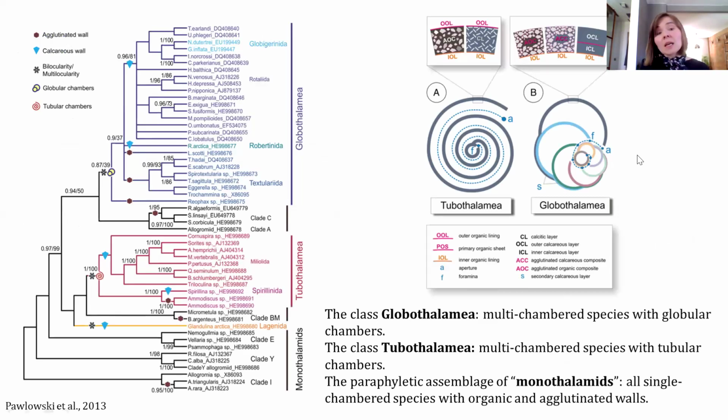and this resulted in the proposal of dividing foraminifera into three huge groups. First is the class Globothalamea, which refers to multi-chamber species with globular chambers. Tubothalamea, which is also multi-chambered, but has tubular chambers. And also the assemblage of monothalamids, all these single-chamber taxa with both agglutinated and organic walls. What is important and interesting is that this new classification is no longer based simply on the test structure. So it's not only calcareous versus agglutinated forams, because all of these groups contain both.